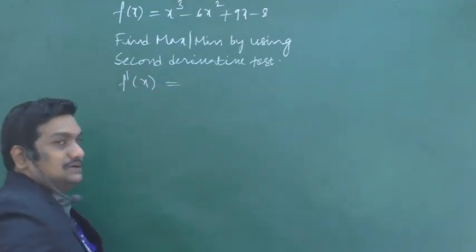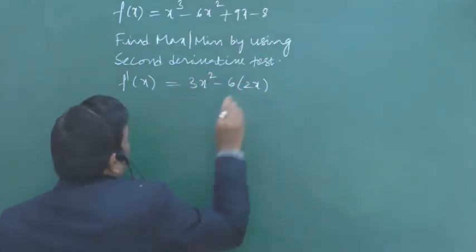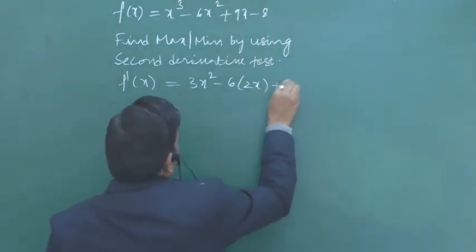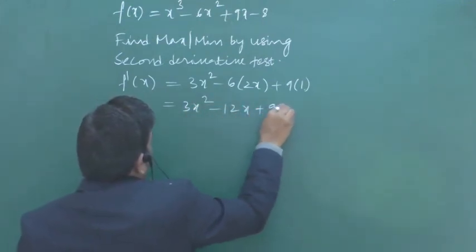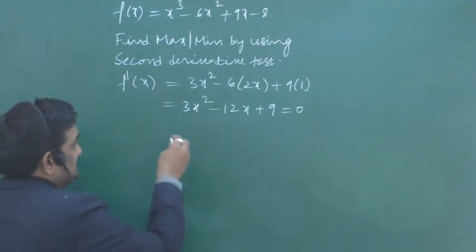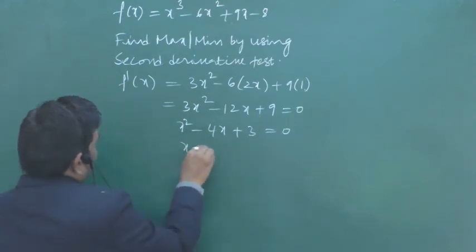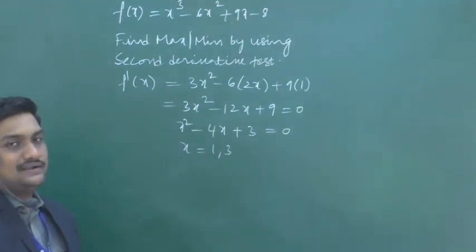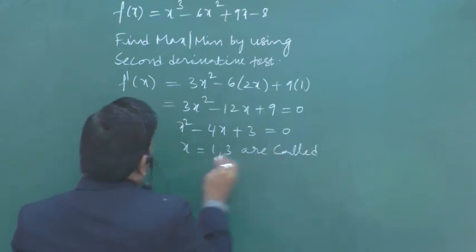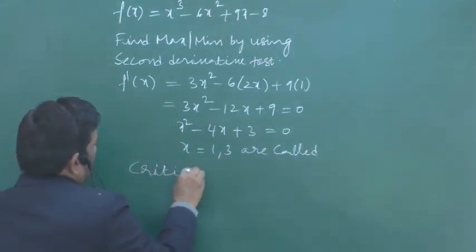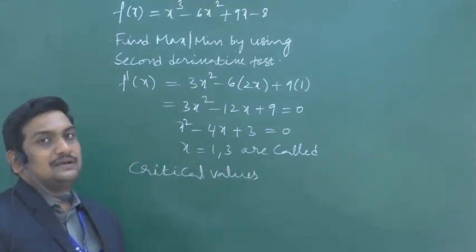Now let us start finding f dash of x. This equals x cube derivative 3x square, minus 6 into x square derivative 2x, plus 9 into x derivative 1. It is 3x square minus 12x plus 9, and equate this to 0. Now this is x square minus 4x plus 3 equals 0, and the roots are 1 and 3. So 1 and 3 are called critical values, and at these values the maxima or minima of the given function may exist.